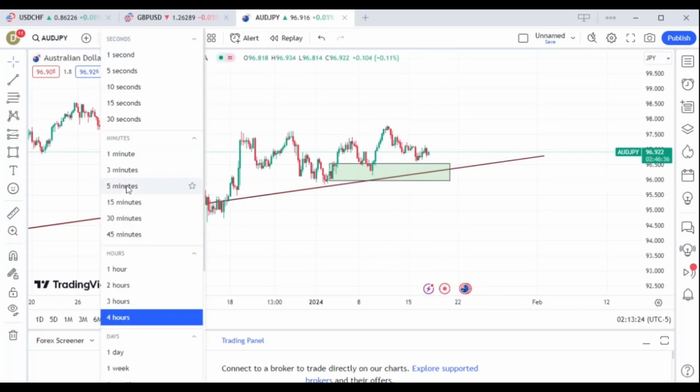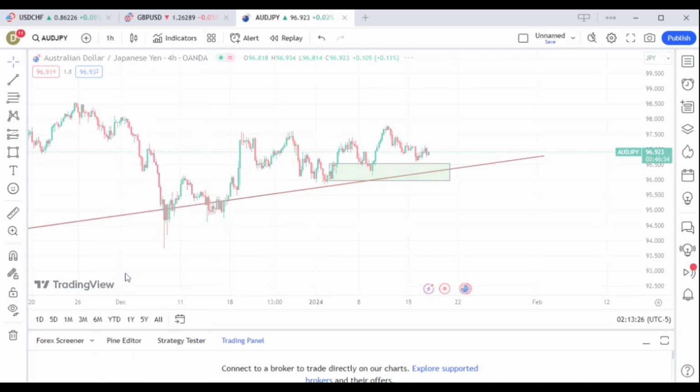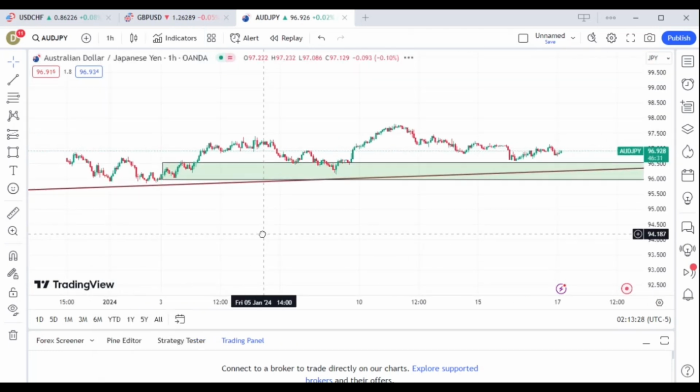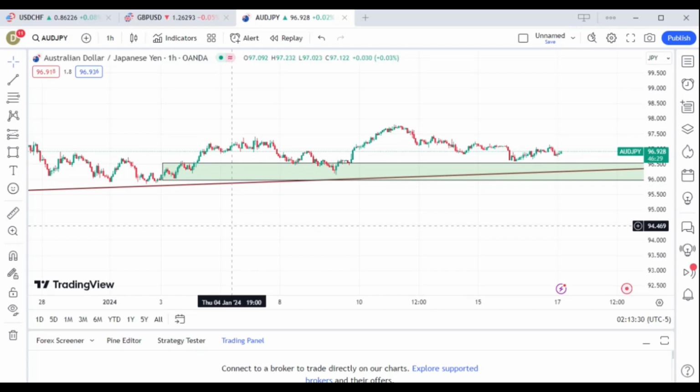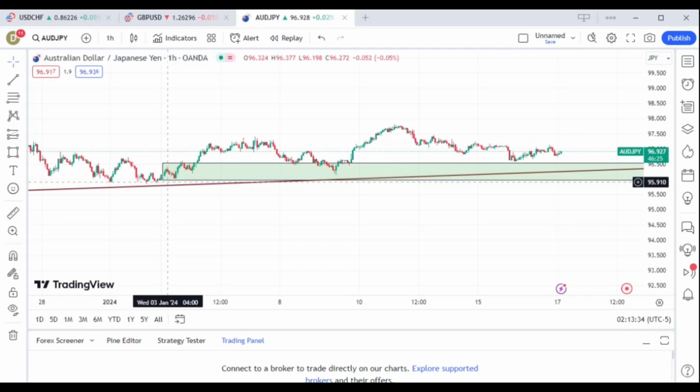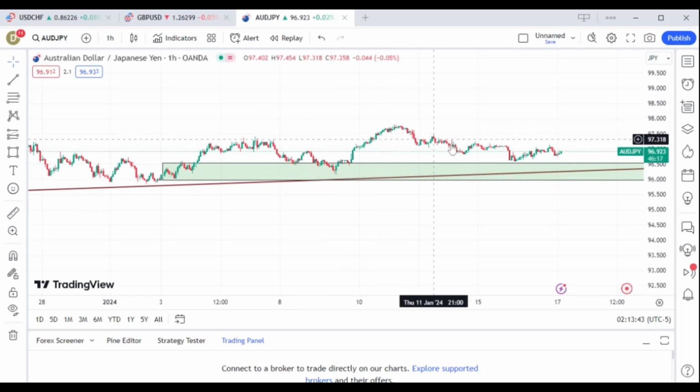I'll simply switch to the 1 hour time frame. And what you can clearly see here is that price is still creating higher highs and higher lows. And how is that possible? Price gave us this low here and gave us this high. This high gave us this low. This low gave us this high. This low now has given us this high.